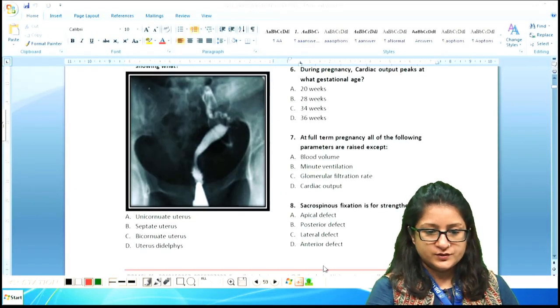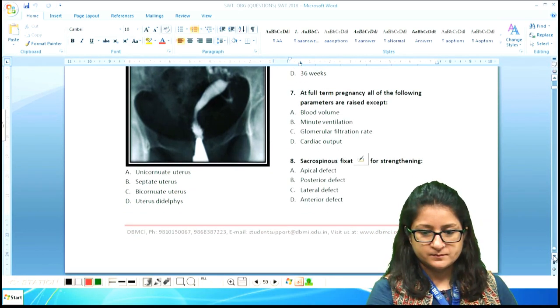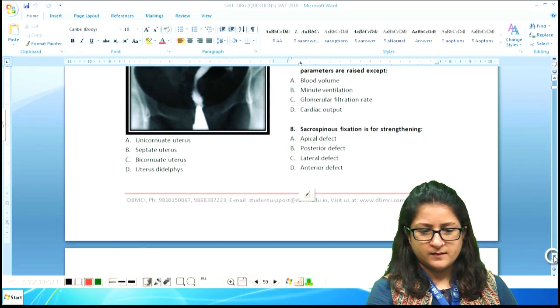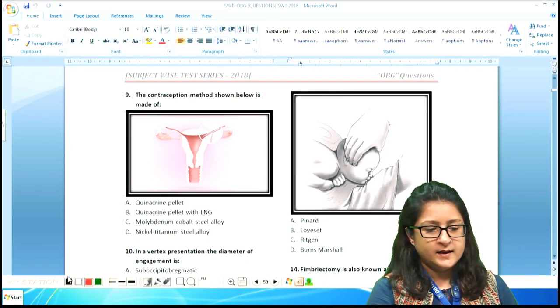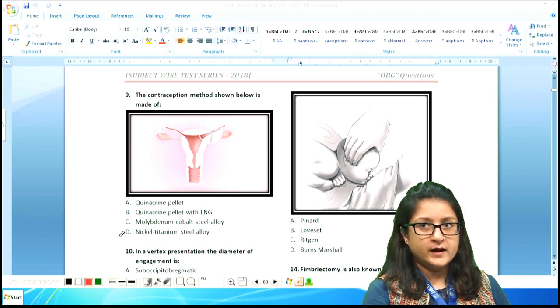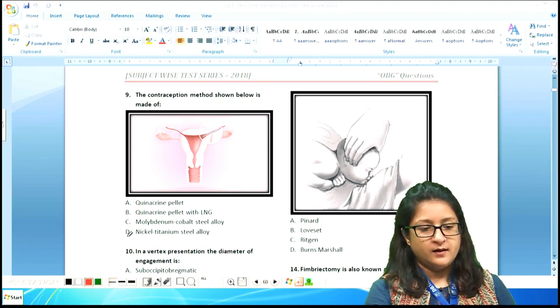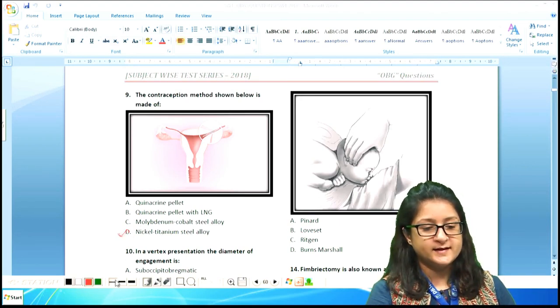Now let us move on to the next question. Question number 9, let us see this. The contraception method shown below is made up of: A, quinacrine pellet; molybdenum, quinacrine pellet with NNG; or nickel? So this is nickel titanium alloy.